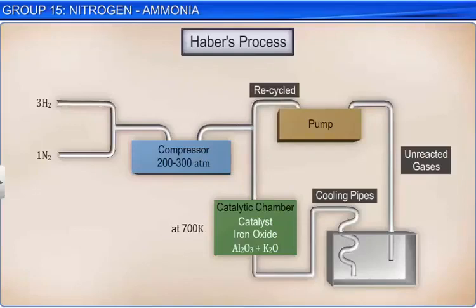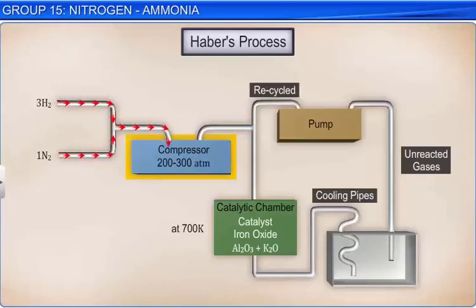The flow chart of the manufacture of ammonia is given here. Let us describe in short the process of manufacture of ammonia from the flow chart. Pure and dry nitrogen and hydrogen are mixed in a ratio of 1:3. This reaction mixture is compressed under high pressure of about 200 to 300 atmospheres in a compressor.